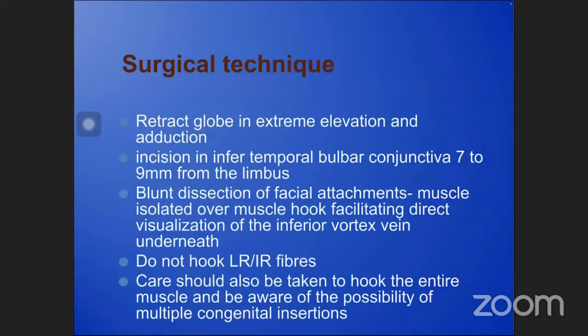So basically, the surgical technique is: you have to retract the globe in extreme elevation and adduction, make an incision in the inferotemporal bulbar conjunctiva 7 to 9 mm from the limbus, bluntly dissect the fascial attachments, and the muscle has to be isolated over a muscle hook, facilitating direct visualization of the inferior vortex vein underneath. We have to be careful not to injure the vortex vein, and we must not hook the lateral and inferior rectus fibers. Care should be taken to hook the entire muscle and be aware of the possibility of multiple congenital insertions.